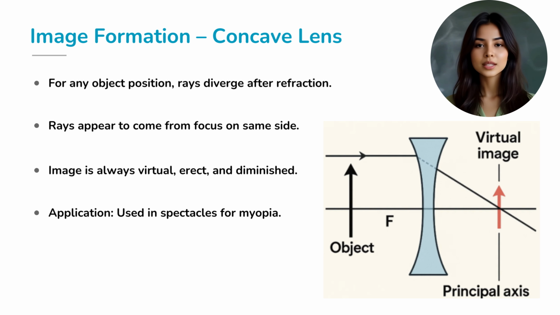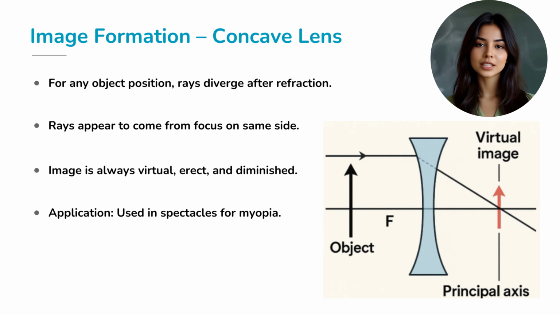Alright students, now let's shift our attention to the concave lens, also known as the diverging lens. Unlike its convex cousin, which had many different cases depending on where the object was placed, the concave lens keeps things simple. No matter where you put the object, the result is always the same. Here's what happens. After refraction, the rays diverge. They spread out as if they never want to meet.